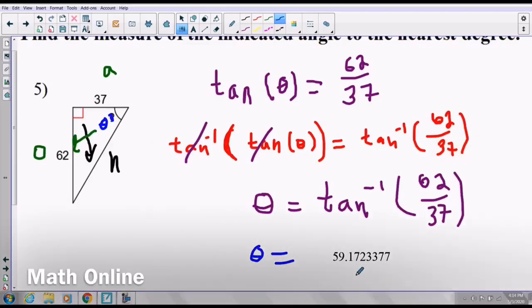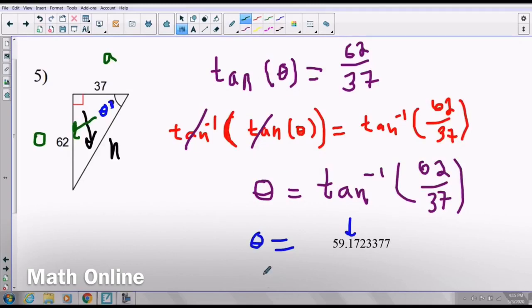Okay, all right. So now, remember, we need to round our angle to the nearest degree, right? So therefore, I'm going to look at the tenths place, which is this number here, and I'm going to ask myself, is this number 5 or bigger? And all 209 of you guys should say no. So therefore, the 59 remains the same. So theta is equal to 59 degrees. So I'm going to write this in a different color. The measure of theta is equal to 59 degrees.